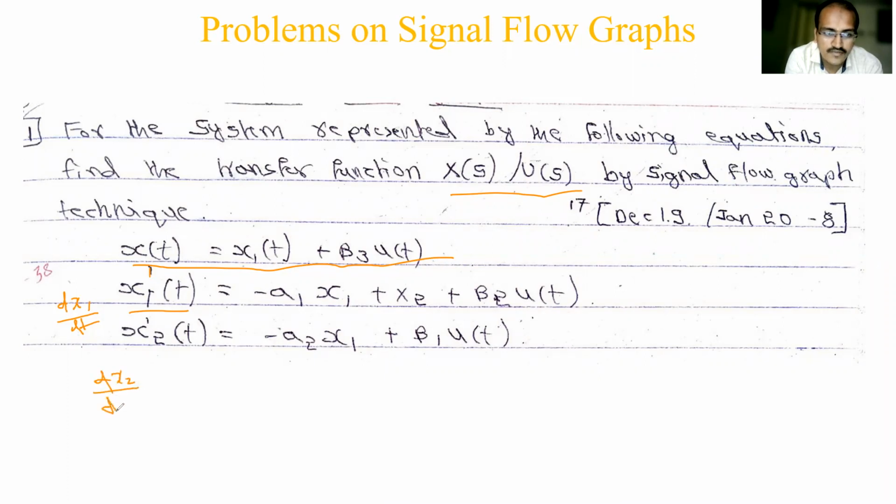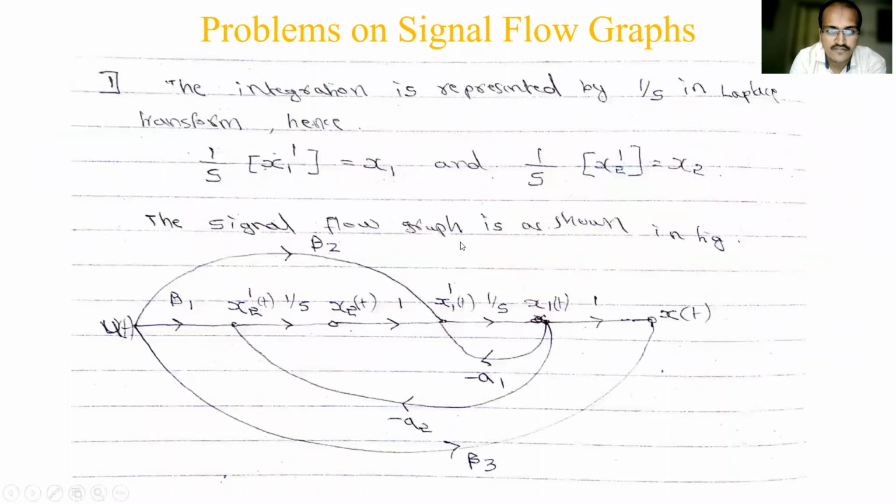So how many variables are there? You can identify from this only. So here u of t will be your input, and x of t may be your output, which you'll verify later. Then x1 and x2 will be your intermediate signals. Now we'll go through the same method, the 4 steps I have told you, one by one.